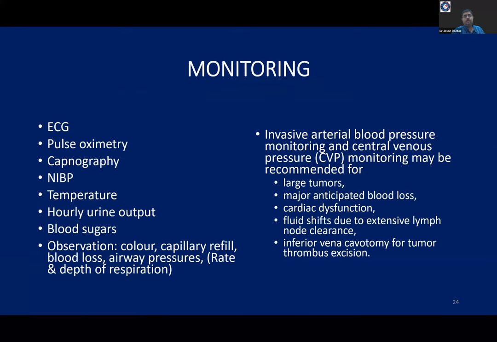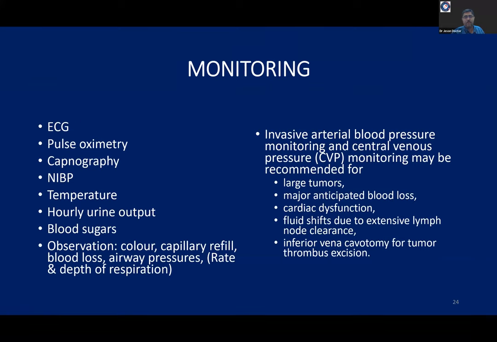Again, monitoring. We often ask for ECG, pulse oximetry, NIBP, capnography, temperature monitoring, and hourly urine output. Now, this is important here because you need to know the function of the residual kidney, and any drop in the urine output will be a cause for concern.